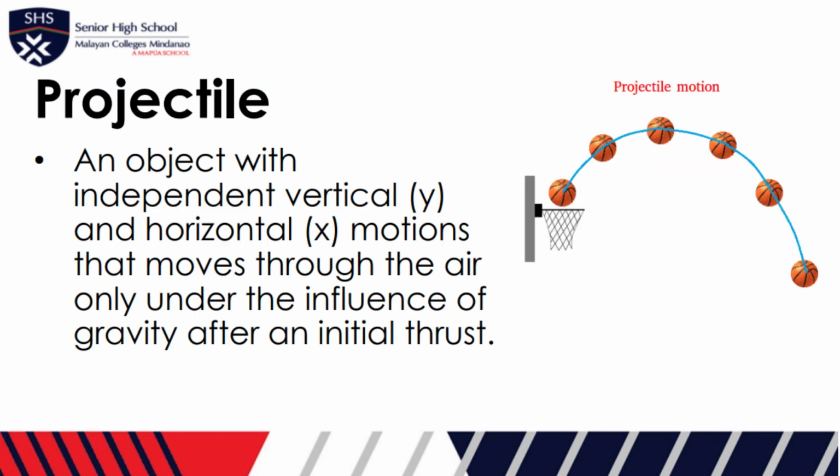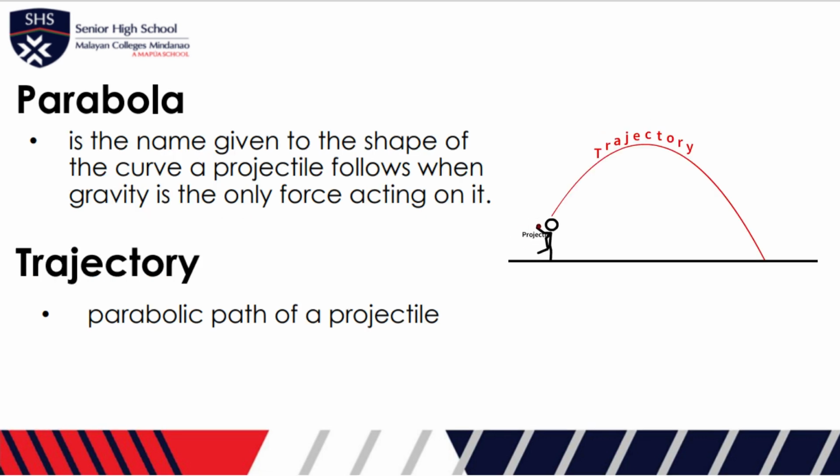A projectile is an object with independent vertical motion, expressed in the y-axis, and horizontal motion, expressed in the x-axis, that moves through the air only under the influence of gravity after an initial thrust. We also need to consider these two. We have there the parabola and the trajectory.